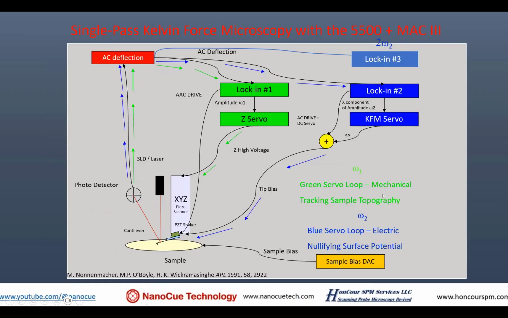This is the wiring of the single pass. The lock-in amplifier that we use has three lock-in amplifiers: 1, 2, 3. Number one, we use it to oscillate the tip to do tapping mode. We take the deflection signal and write it into lock-in amplifier number 1 and put it in the servo. That's your tapping mode. And then you take the same deflection signal, route it into lock-in number 2 and put it into the KFM servo feedback, and therefore it will output into surface potential imaging. We also have lock-in number 3 locked on the second harmonic, the 2 omega, to output the dC/dz signal.